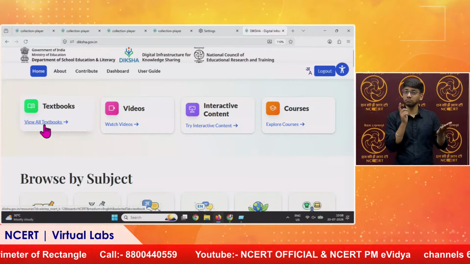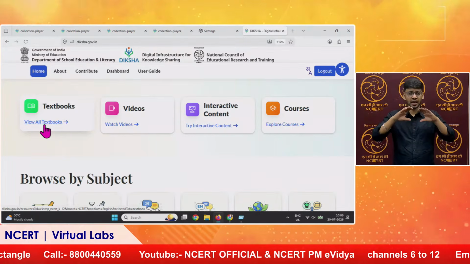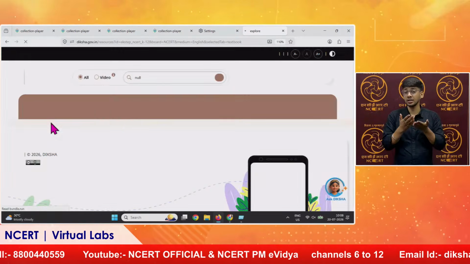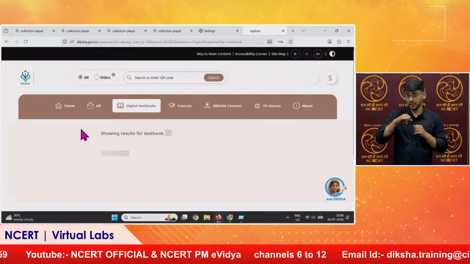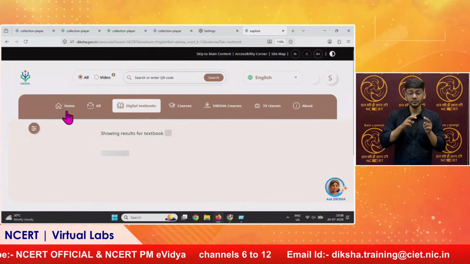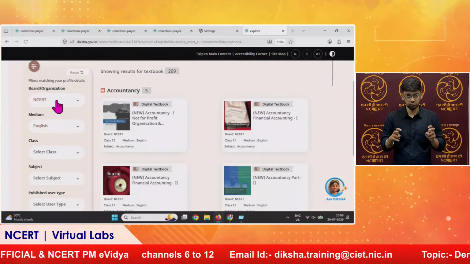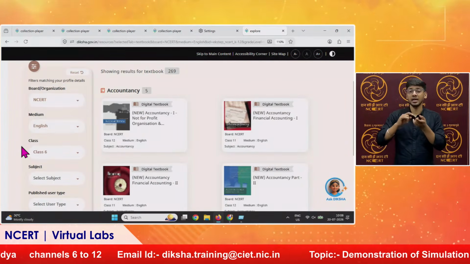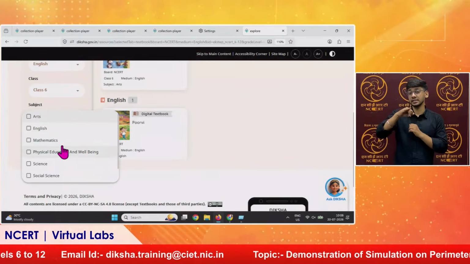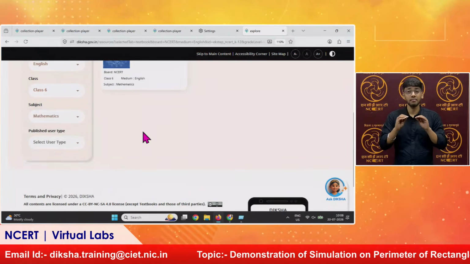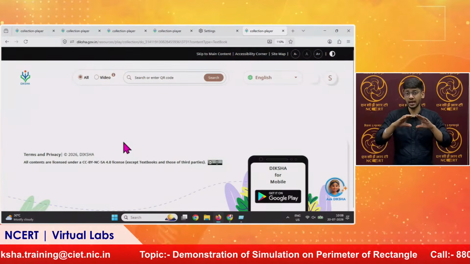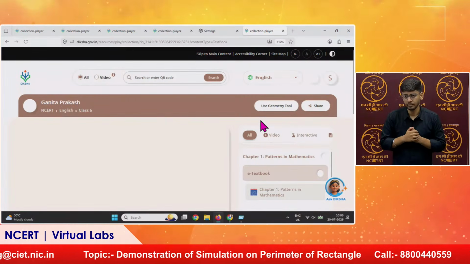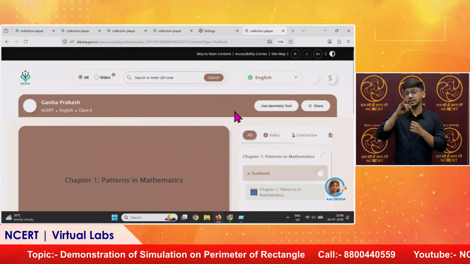So today's topic is of grade 6th. So we have to explore this textbook section. Now we have to filter the book. So we have to select the board, the medium and the class. So today's class is class 6 and the subject is mathematics. Grade 6 has only one book, which is this Ganit Prakash.